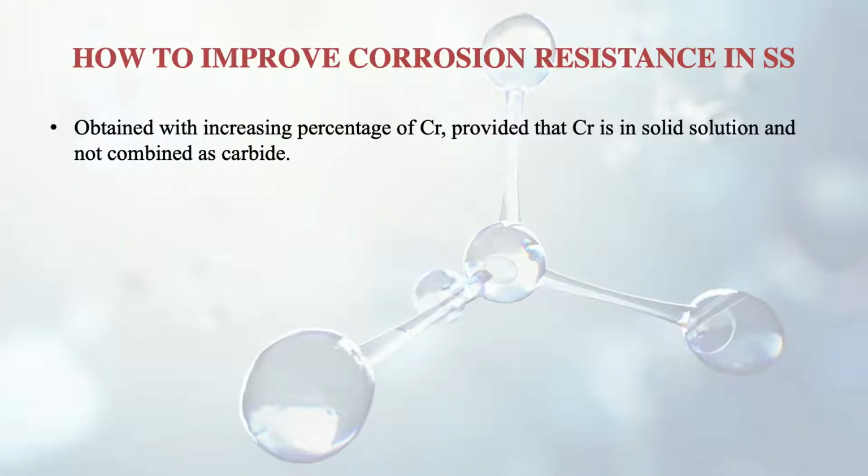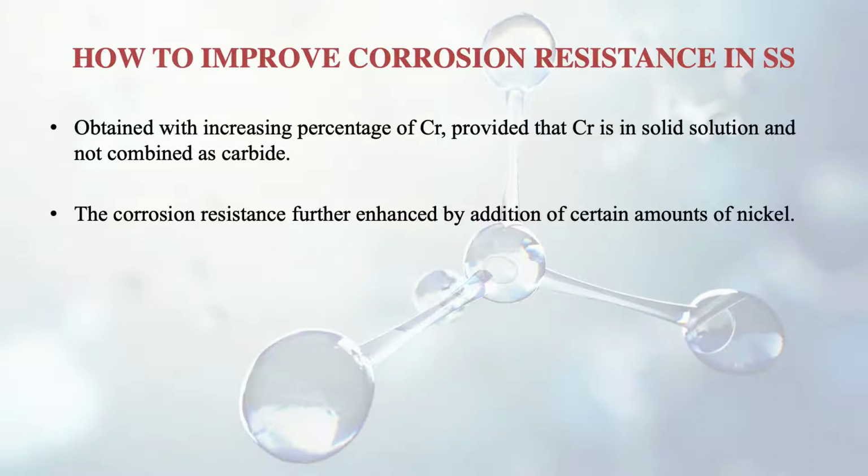Further, how can we improve this corrosion resistance in SS, that is stainless steel? Same thing, we have to have a greater percentage of chromium. But a condition is there that chromium should be in solid solution and not combined as carbide, because carbide will lead to hardness, and it will not lead to corrosion prevention. So that is the requirement, that chromium should be in solid solution.